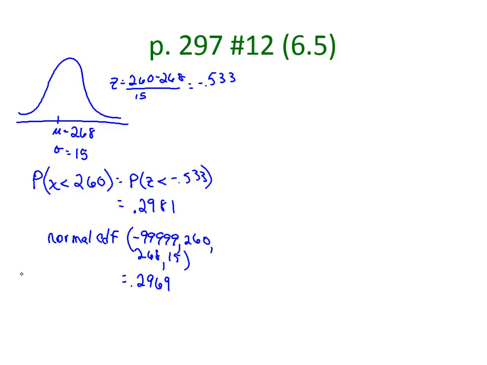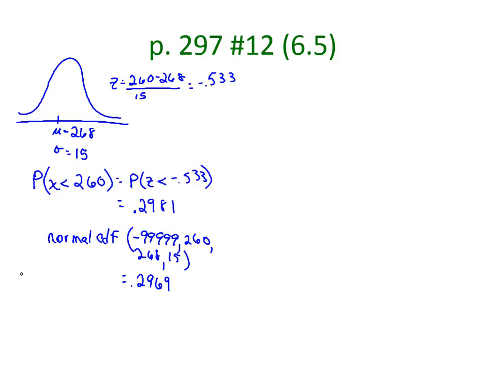Questions there? So you get an answer that's close. There will be rounding error. On the test, I have both answers, so whichever one of these two you use will be right when you go to do it. Now, that's telling me that if you take an individual woman, the probability that that individual woman has a pregnancy that lasts 260 days or less is just a little under 30%.